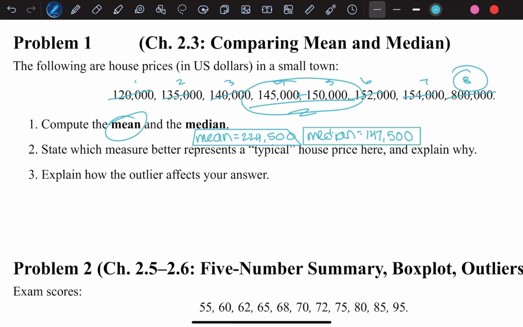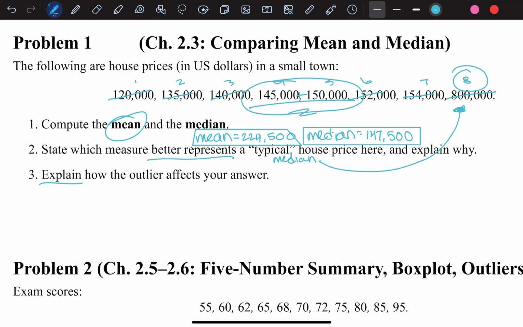State which measure better represents the typical house price. This would be the median, since there is an 800,000 outlier. So explain why the outlier affects.